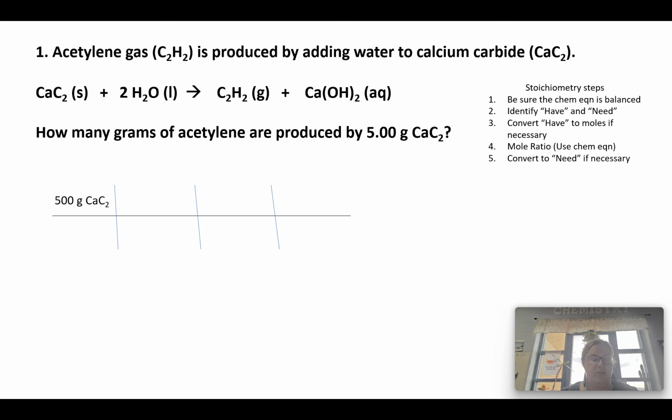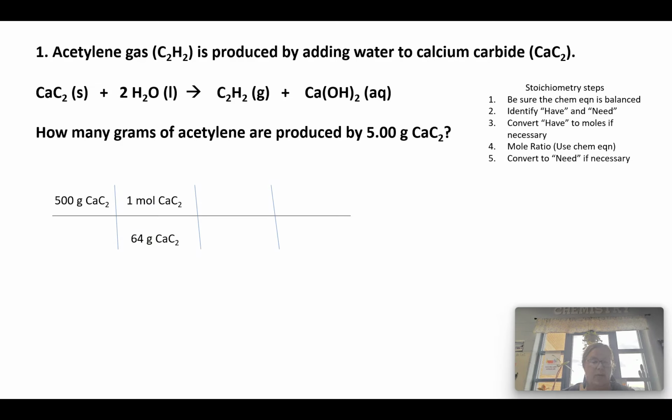Our have here is 5.00 grams of calcium carbide. That should say 5.00, that's my fault right there, so please make sure it says 5.00. And we need to find the molar mass of calcium carbide. We find it to be 64 grams of calcium carbide. The way I found that was 1 calcium weighs 40 grams from the periodic table, and carbon weighs 12 each, but there's 2, so 40 plus 24. And that's per 1 mole of calcium carbide.